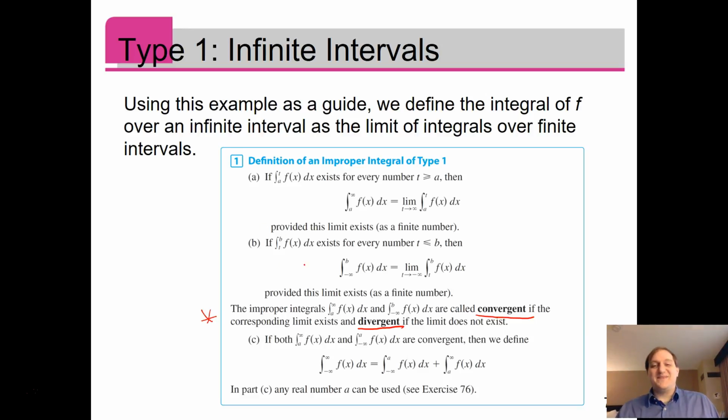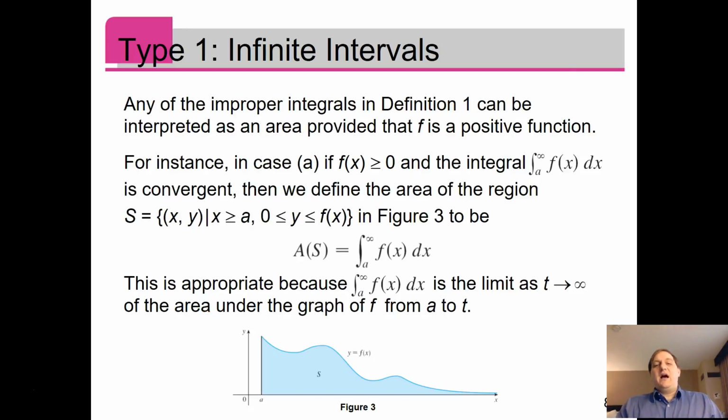99% of the time when you have this situation, you're going to split at 0. Splitting at 0 is the easiest, but you don't have to. You can use any value of a that you want. Just be cautious. Don't try to shortcut it and just go from negative t to t, because I can make that not work. All right. We want to interpret this as an area if f is a positive function. If f is not a positive function, we can interpret it as the net signed area, but again, let's be careful here. We're going to focus mostly on positive functions.